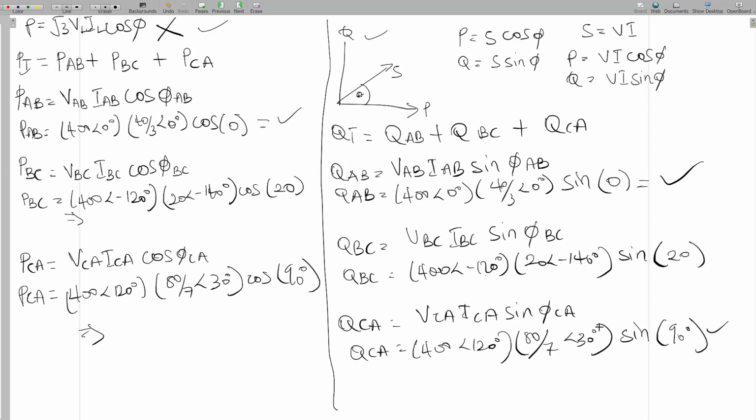So if you compute all of this, you should get the reactive power QAB, QBC and QCA, and when you add them, you should get the total reactive power. Similarly for the total active power.